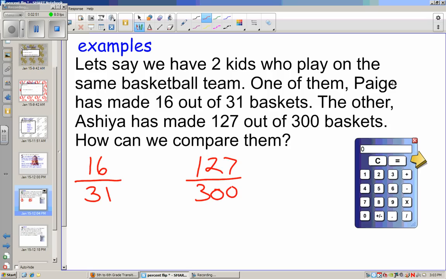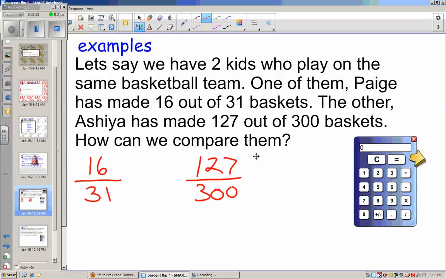And so what we're going to do is we're going to use the calculator over here, and we're going to divide them just like we talked about. So our first step is divide. So I'm going to do 16 divided by 31. 16 divided by 31 equals, and we get this long decimal: 0.5161290322580. So now we have it in decimal form.